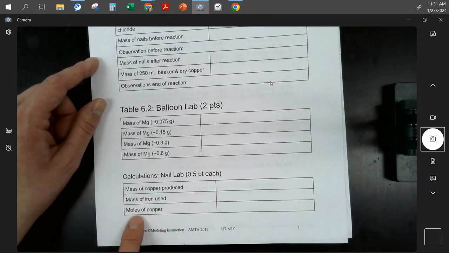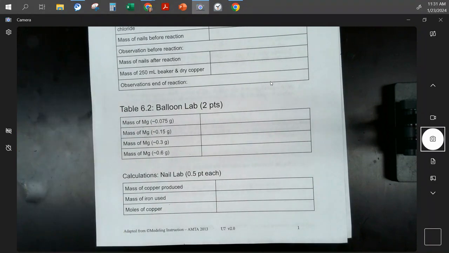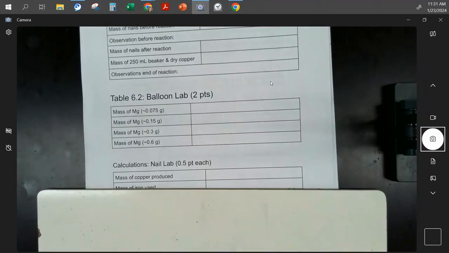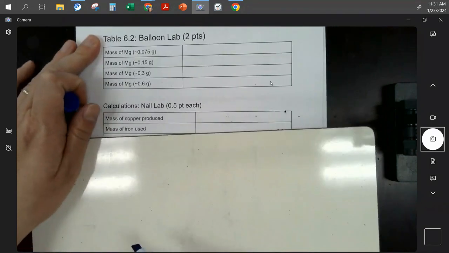And then we need to figure out moles of copper and moles of iron. So how do we do that? Yes, use the atomic weight. Perfect. And what do we do with that? You multiply it by it. Yes, perfect. So let's write it out how you said.